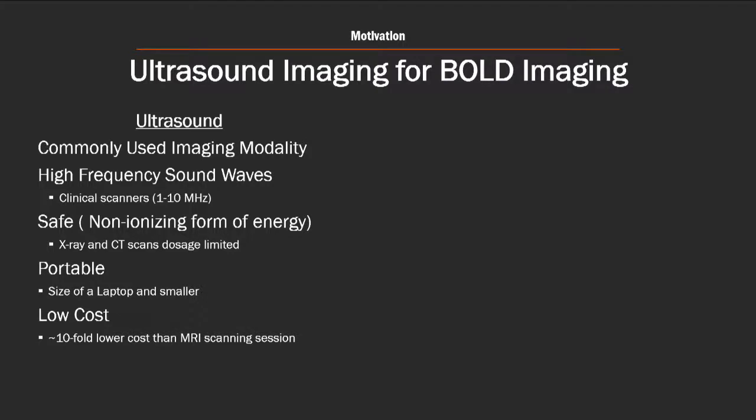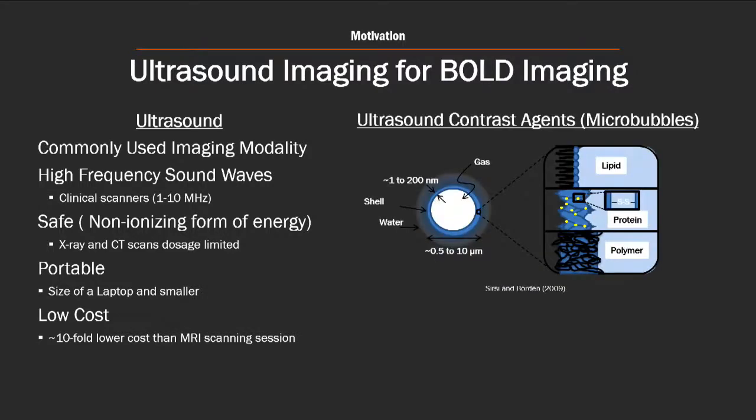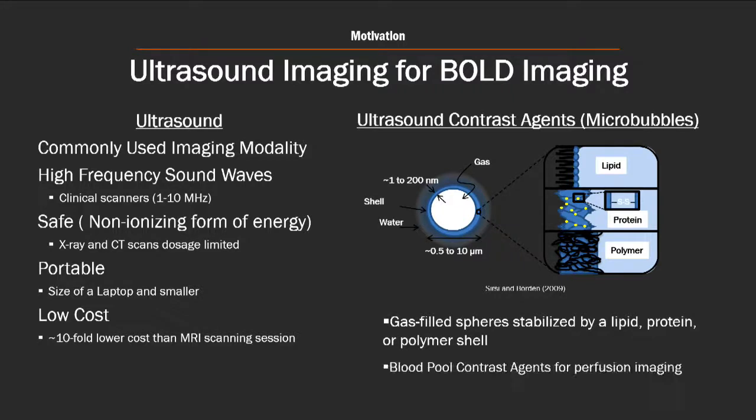What our lab does is generate ultrasound contrast agents. These are known as microbubbles. They are gas-filled spheres, just small little spheres, stabilized by lipid, protein, or polymer shells. When you put them into the bloodstream, because they're less than 10 microns in size, they'll circulate in the blood. So they're excellent blood pool contrast agents for perfusion imaging.